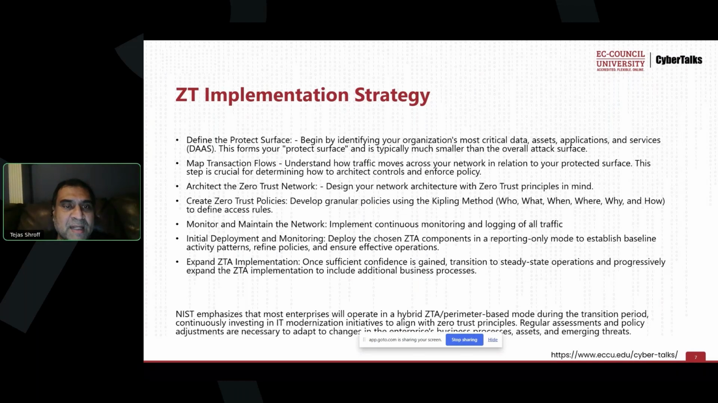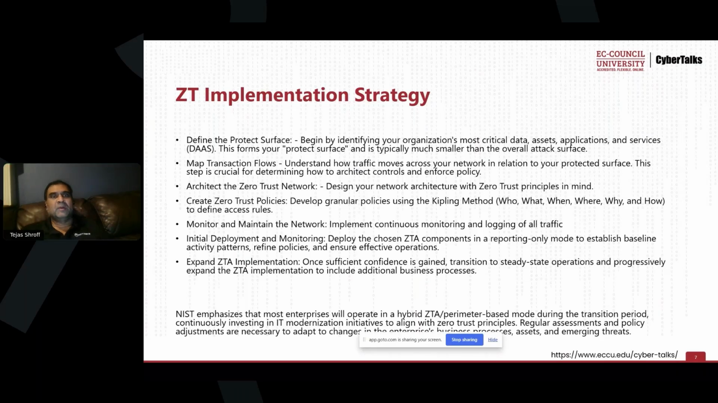Right? Map transaction flows. How do you make sure how your traffic is moving across the network? Right? You want to determine how to architect controls, how to enforce policy, etc. Right? You design your network architecture keeping the zero trust principles in mind.